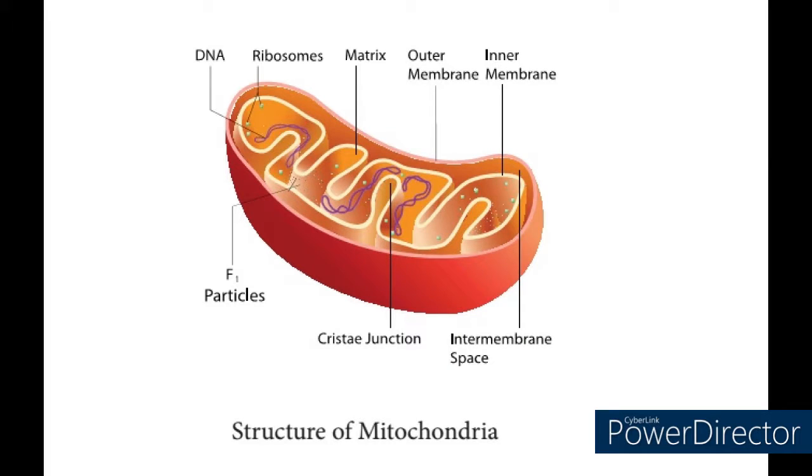In 1857. This mitochondrion has many names, like energy currency of the cell, powerhouse of the cell, or ATP factory of the cell. The size of the mitochondrion is about 0.5 micrometer to 2 micrometer, and it contains 60 to 70% protein, 25 to 30% lipid, 5 to 7% RNA, and a small amount of DNA and minerals.